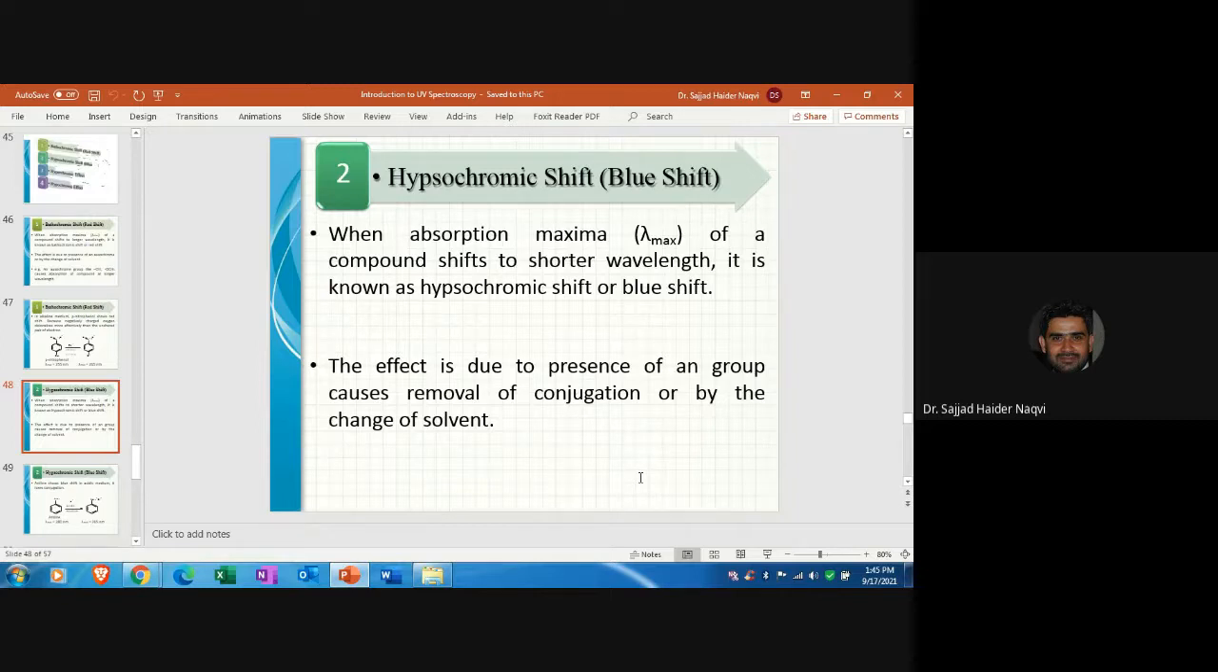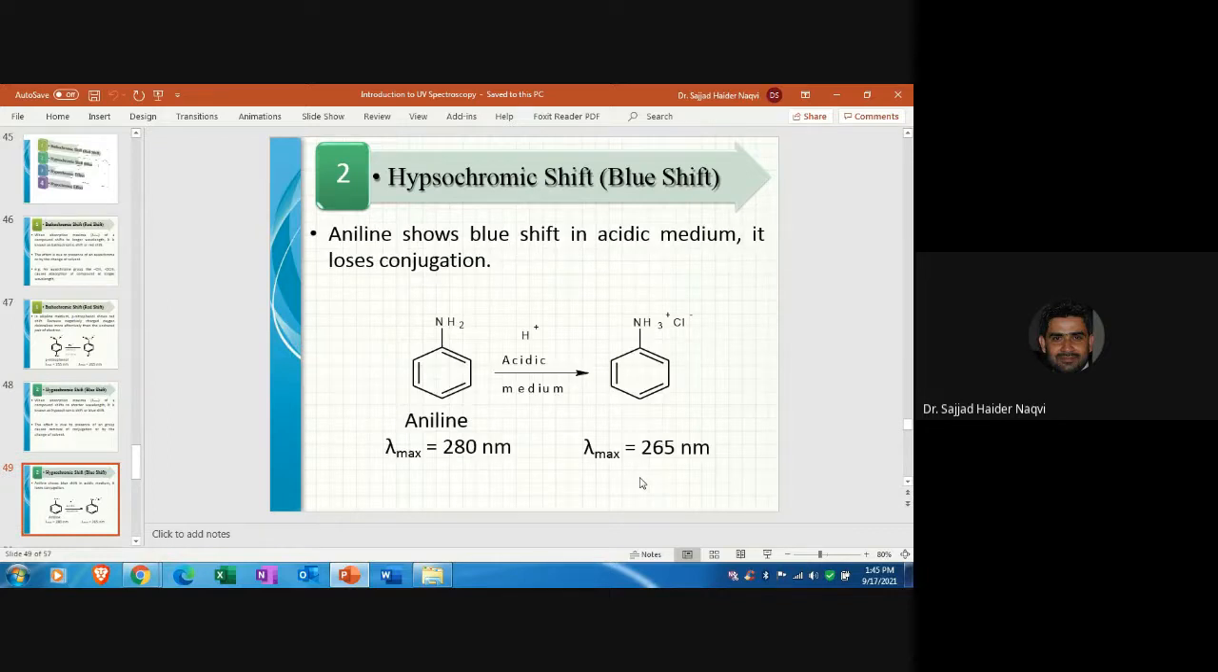Now, this effect is due to the presence of a group, or because of the removal of a conjugation, or by the change of the solvent. So there are different aspects of this hypsochromic shift. It could be because of the presence of a group, because of the removal of a conjugation, or simply by the change of the solvent. So here are some examples.